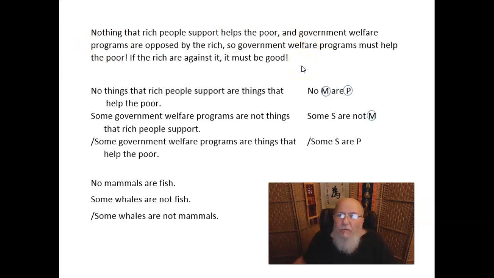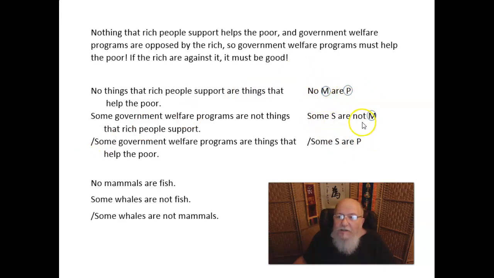Now notice this argument that I heard on talk radio one day, right? Nothing that rich people support helps the poor. You know that, don't you? And government welfare programs are opposed by the rich. They just don't like us taking their money to help the poor. So government welfare programs must help the poor because if the rich are against it, it must be good. Now, using the principle of charity, we make this the best possible argument we can. And we end up with something like, no things that rich people support are things that help the poor. Some government welfare programs are not things that rich people support, so some government welfare programs are things that help the poor.